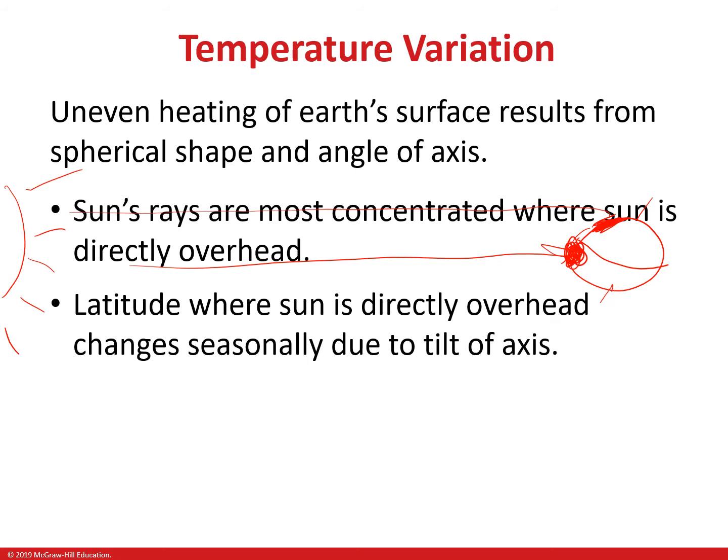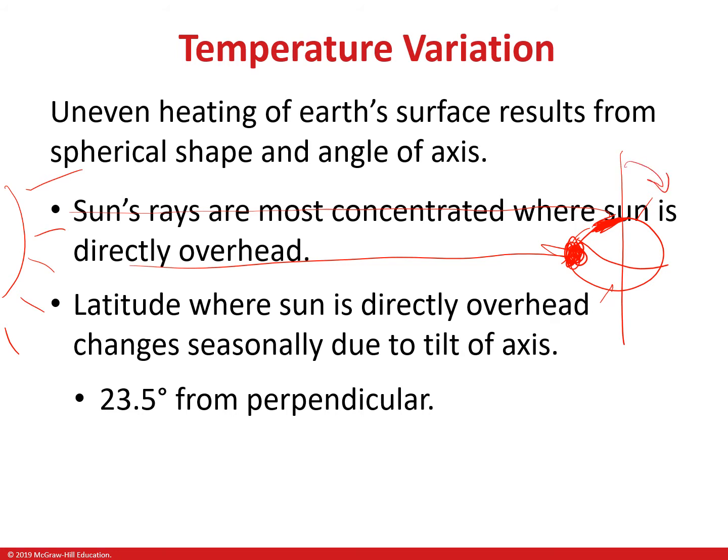So the latitude where the sun is directly overhead is also going to change because of the tilt of the axis of the Earth. So sometimes the southern hemisphere has the sun directly overhead, and other times the northern hemisphere, north of the equator, has the sun directly overhead. The tilt of the axis is 23.5 degrees from perpendicular. So that means if the axis was at 90 degrees, it's just been tilted off 23.5 degrees from straight up and down.